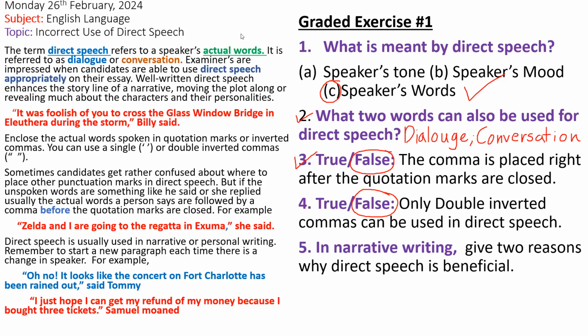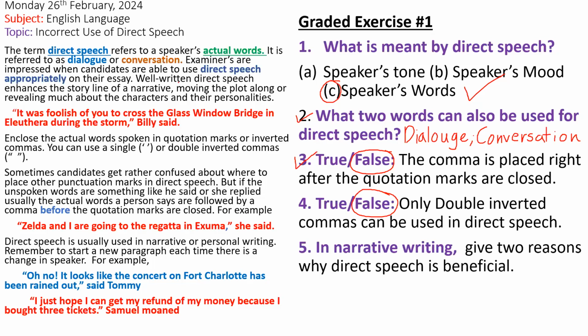And finally, in narrative writing, give 2 reasons why direct speech is beneficial. What y'all have for that one? Go ahead, Andrea. What you have for that one? I have moving the plot along or revealing much about characters and their personalities.